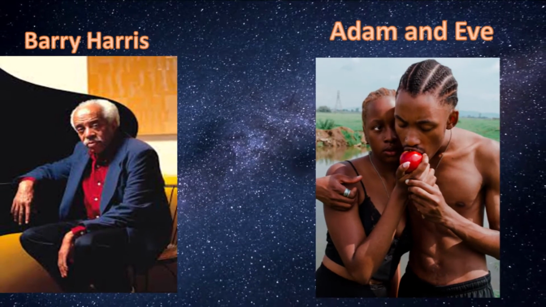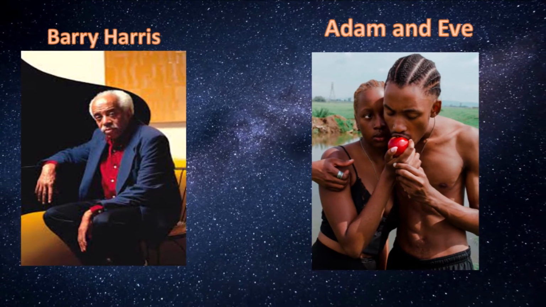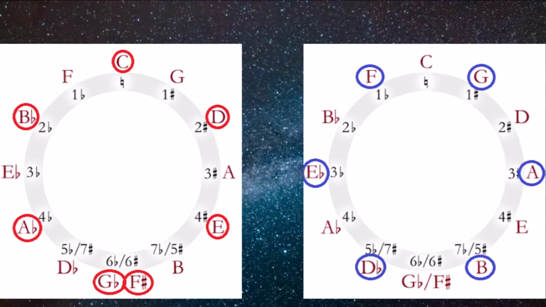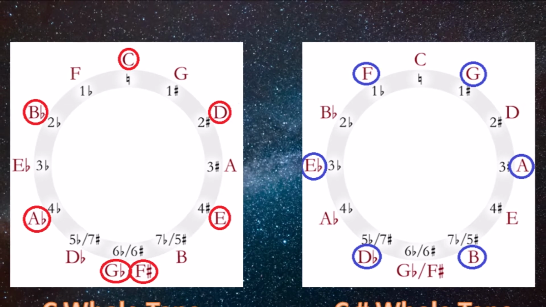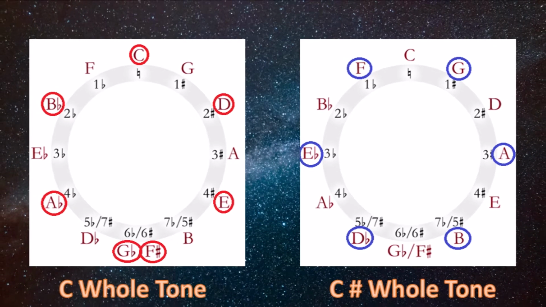God created Adam and Eve. Adam and Eve represent the two whole tone scales which exist. There are only two whole tone scales in Western music, C whole tone and C sharp whole tone.